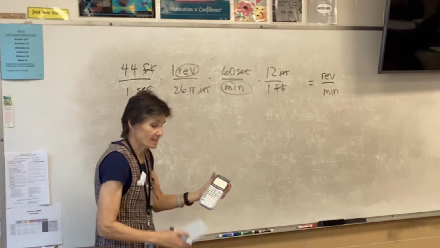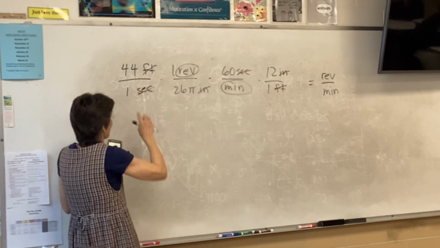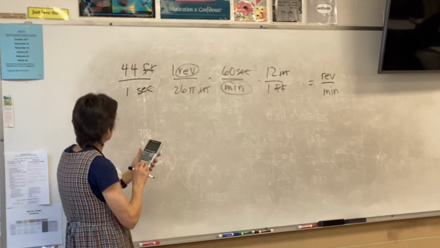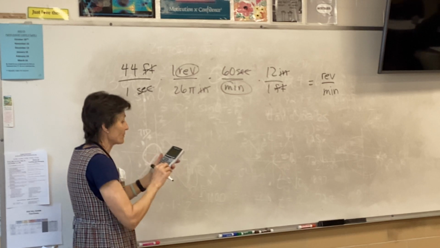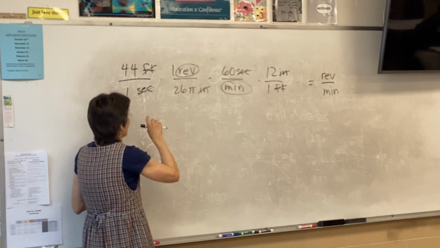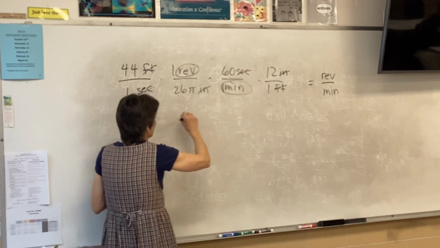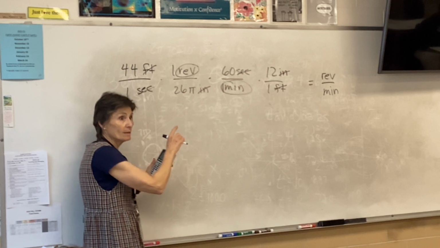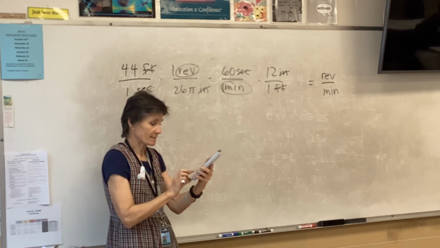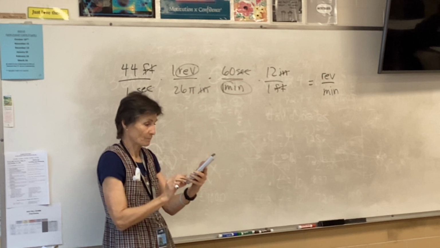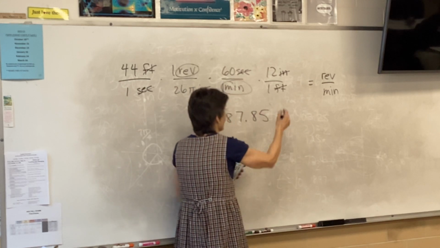Now, when you type this in, please be careful. I type in all the numbers in the top. So I've got 44 times 60 times 12. That's my top number. Now, when I divide, the only thing I'm dividing by is 26 pi, but that's 2 things. So divided by, parentheses, 26 pi. And our answer is 387.85 revolutions.